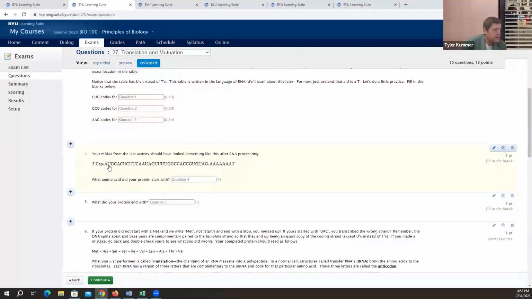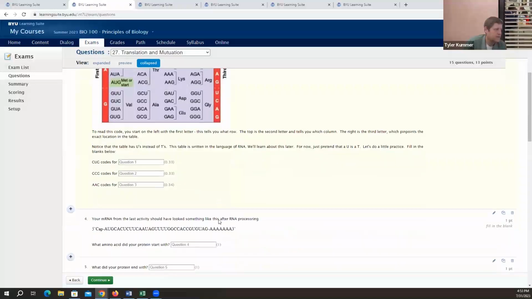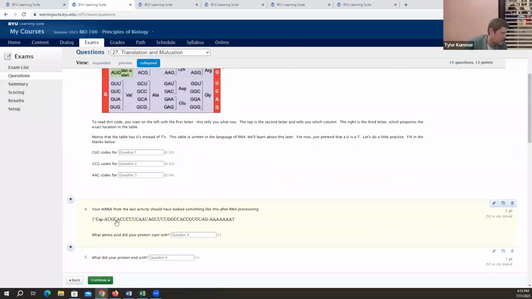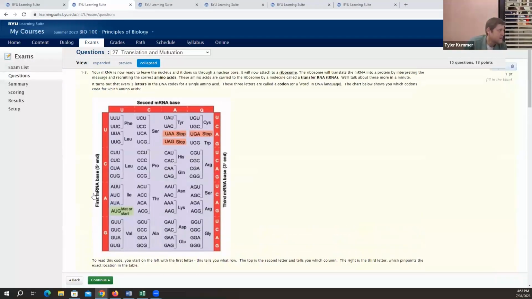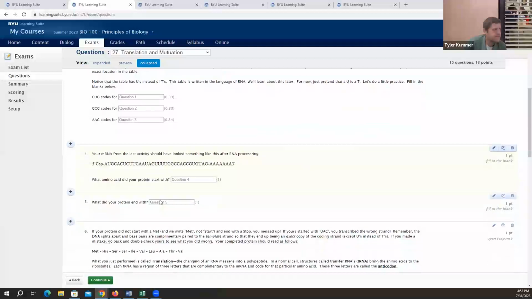And so if we were interpreting this strand of RNA here, AUG, that's our codon. We come up here. Met is our first amino acid. That's what we put in. Our next one, CAC, that's a histidine. So that's what we put in next. So that's how we interpret it.